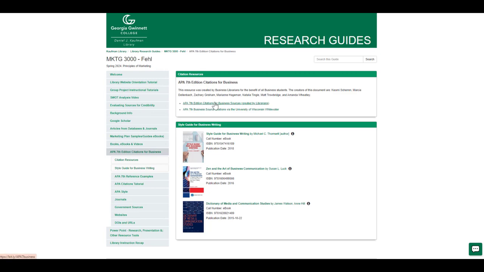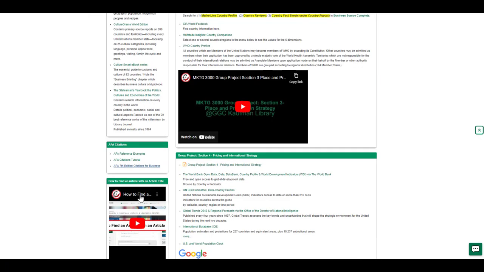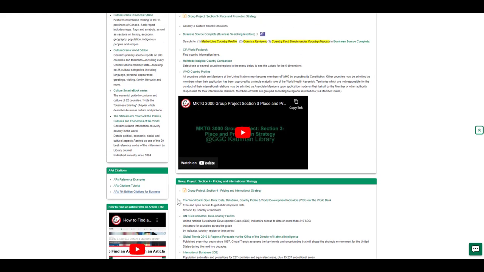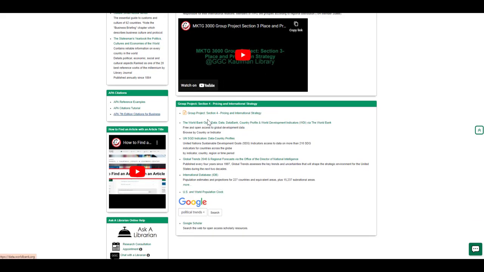This was a Google Doc created by librarians, or as you scroll down the page where it says citations, we also have, if you need a cited journal article, a government source, a website, how to do DOIs and URLs. So the guidance is here for all of those different things for citation purposes. And then as you scroll down the page, if you come across an article title and you don't know where to find it in our databases, this is a video that will show you how to find an article with an article title. So there's all sorts of resources here, and I hope that you find this section helpful on your international strategy portion.